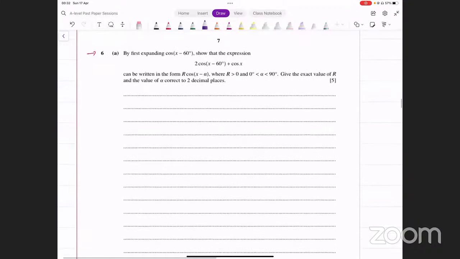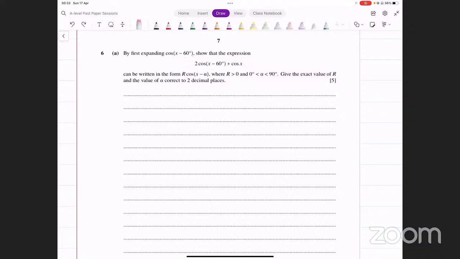Question number 6. This is not that difficult either, but it's slightly different from the questions that you usually see on this concept. So let's have a look at this. Okay, so it says by first expanding cos of x minus 60, show that this expression can be written in the form r cos of x minus alpha.